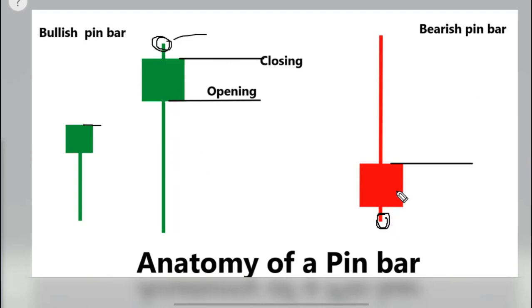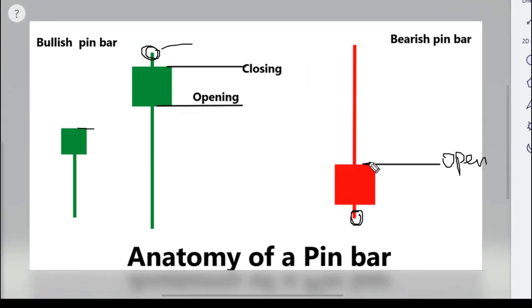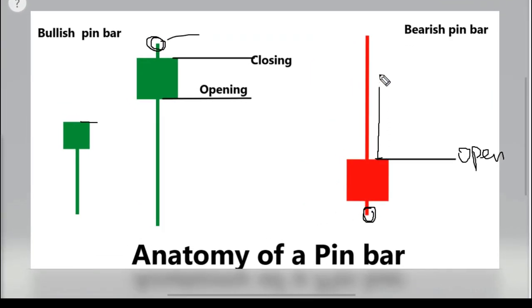Let's move to the bearish pin bar. Here is the opening of this bar. The bulls step in and put price upward to this level. This is the action of the bulls. And the bears step in, reversing the action of the bulls downward. The bears went in further to this extreme low right here.